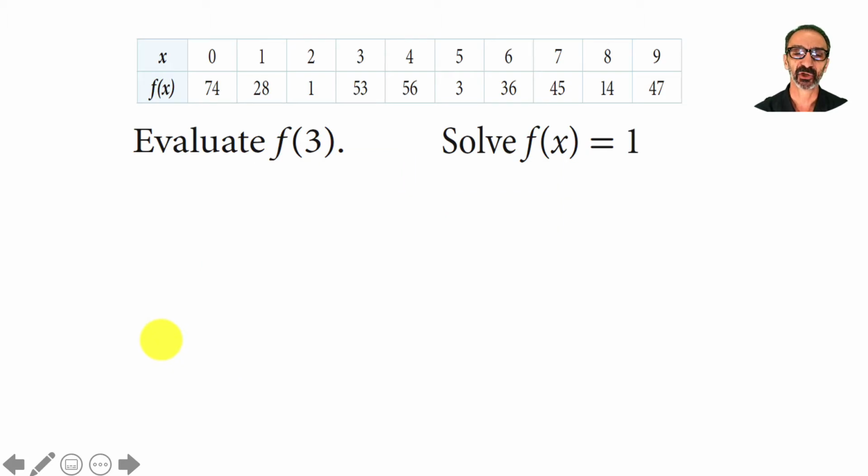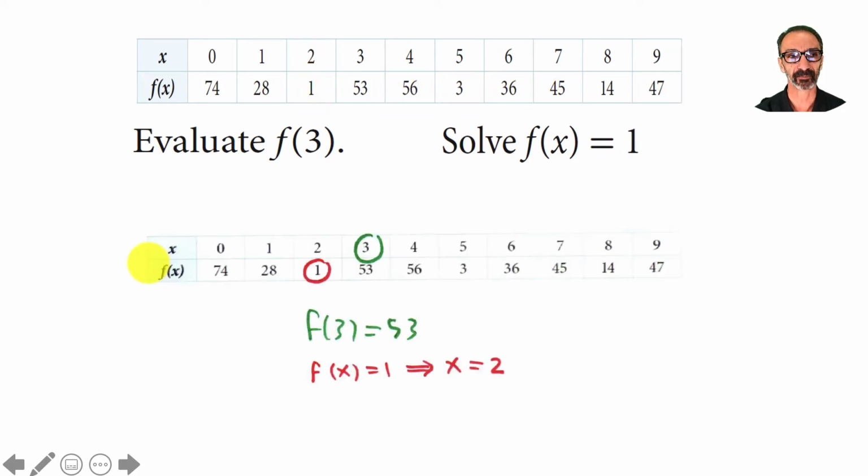Here's a table to exercise how you go forward using f and how you go backwards using f inverse. So this is x and this is f of x. Those are my inputs and those are my outputs. To evaluate f of 3 is 53. Solve f of x equals 1. The output is 1. Looking down here for 1, I see it here. So that should be coming from 2. All right. So f of 3 is 53. And if f of x is 1, if the output is 1, x should be 2.